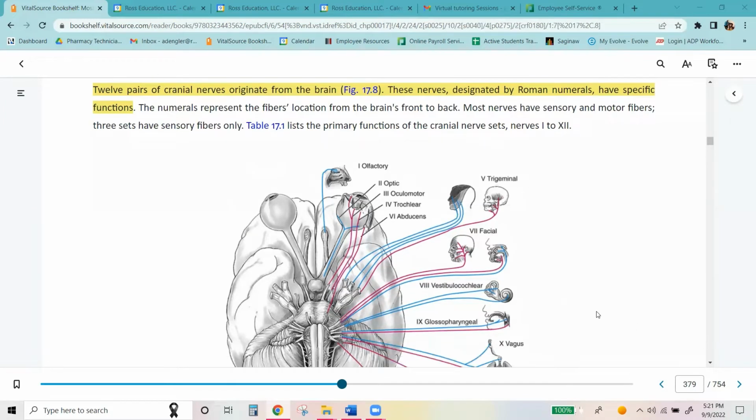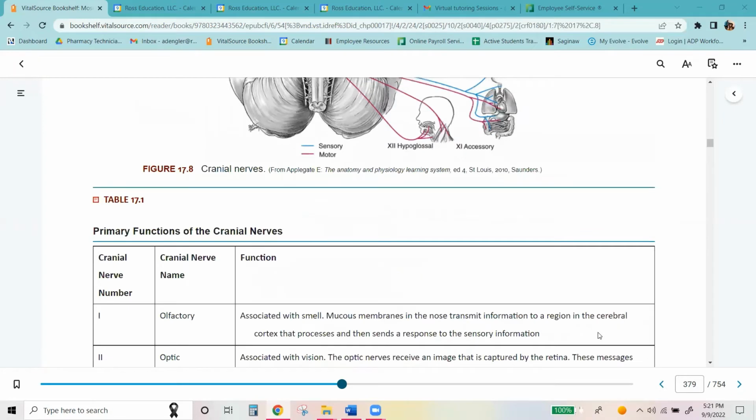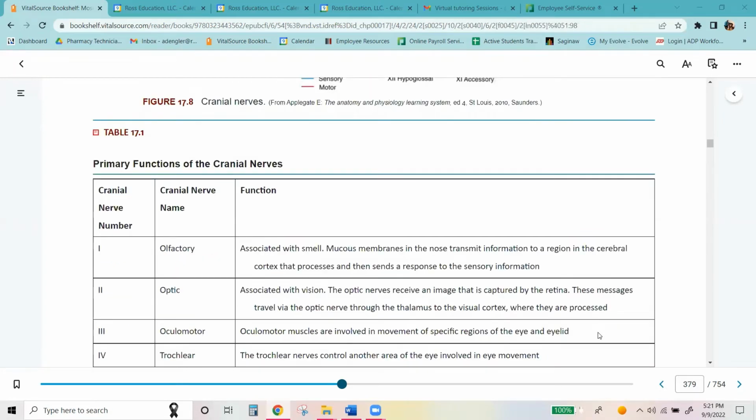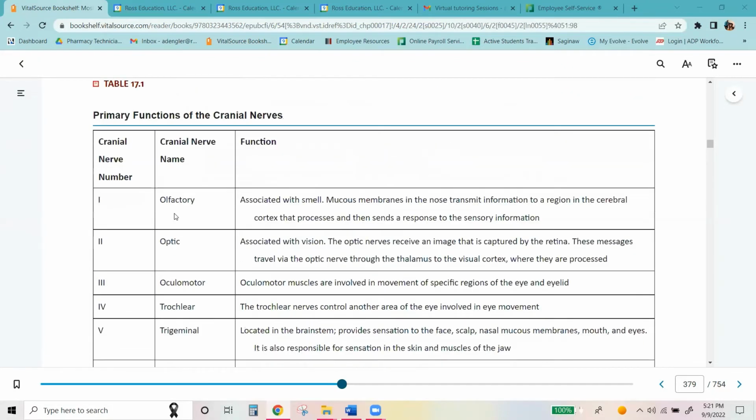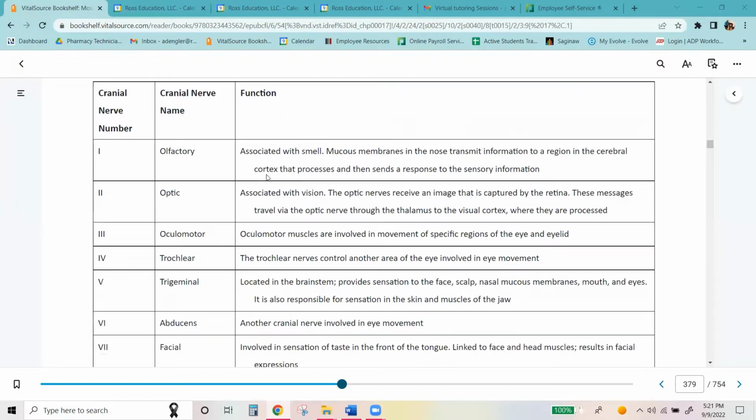Table 17.1 will list the primary functions of the cranial nerve sets, nerves I to XII. So again, table 17.1, so you can read through all of them. One is olfactory, and this is the cranial nerve, and this is what it functions to do.